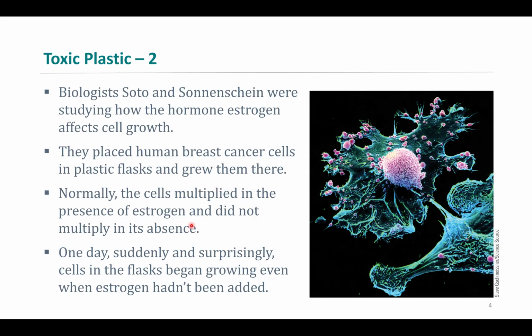The experiment that they did was to observe the cell growth in the presence of estrogen and in the absence of estrogen. Normally, in the absence of estrogen, the cells are not growing. But in this experiment, in the control flask, in the absence of estrogen, the cells started to grow. That was the first abnormal finding that they noticed.